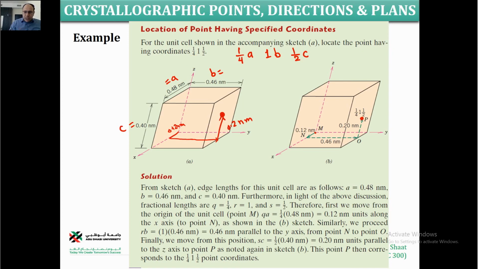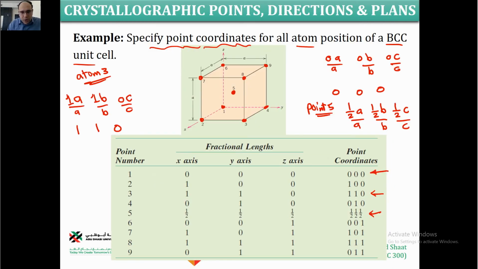Make sense? So this is simply how we can define a point within a unit cell. It is a straightforward method, but remember, again, there is no comma, there is no parentheses. The same approach as we used to define points before, but the representation of these indices would be different. Make sense?